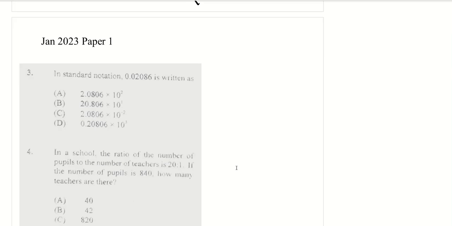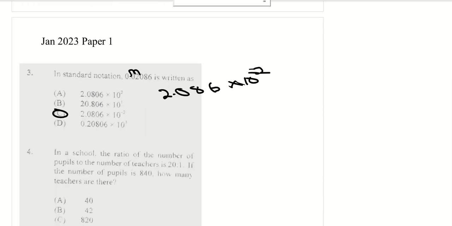Number 3, in standard notation, we want one digit in front of your decimal point. So it'll be 2.8086. And we know if you shift to the right-hand side, your power is negative. So it'll be 10 to the negative 2. Right, so that is C. Let me correct myself: if you shift to your right-hand side, your power is negative. If you shift to your left-hand side, your power is positive.